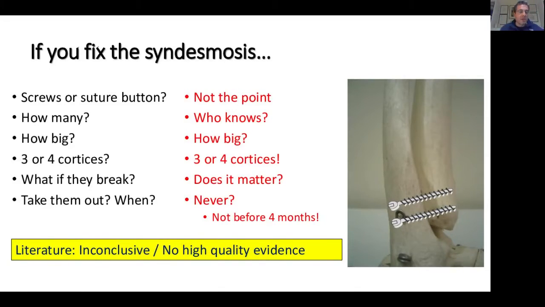Does it matter if they break? Probably not. You take them out. I now do not plan to take the screws out unless they cause symptoms, so stiffness in young patients. And I have seen that I rarely have to go back. It's usually in young athletic people that I would have to go back and remove the screws.